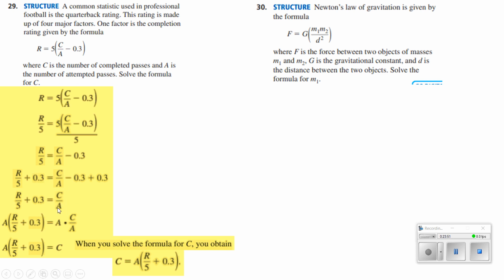I'm dividing by A, so to get rid of it, I can multiply by A. Whatever I multiply to one side, I do to the other. Now I have A times R divided by 5 plus 0.3. That equals C. So when we rewrite the formula for C, we are just putting this term on this side and C on this side. We do not change anything negative or positive.